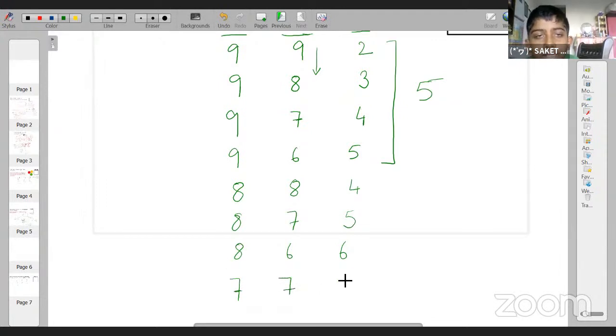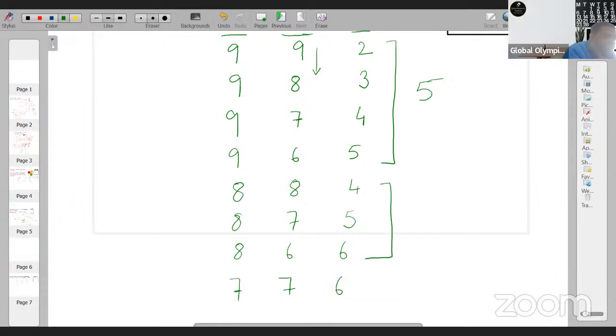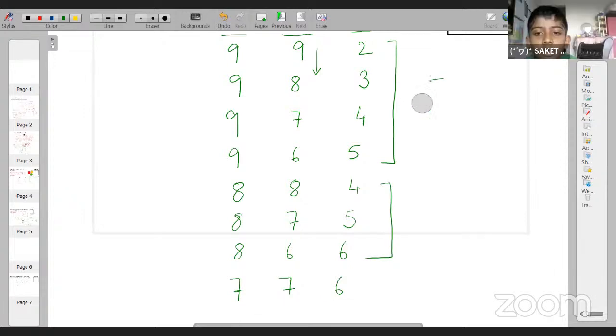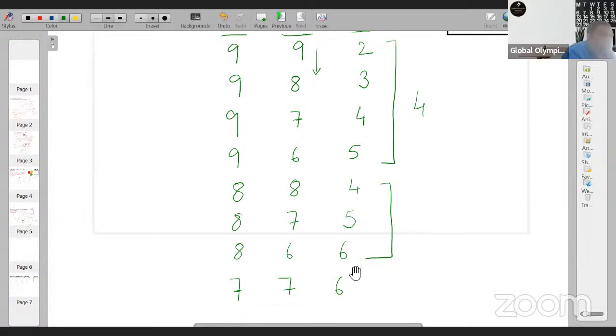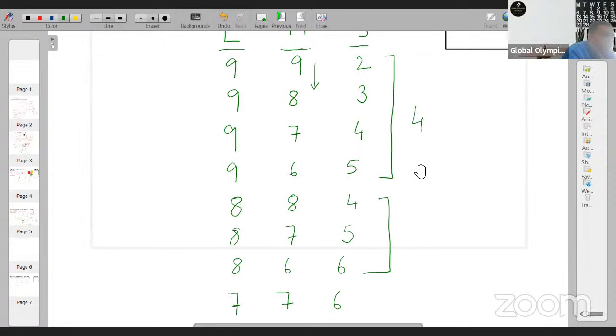So 7, 7, 6. So we got 4 here, sorry, not 5. Then we got 4 here, and then 3. 9, 9, 2; 9, 8, 3; and 4 there. Here we got 3.